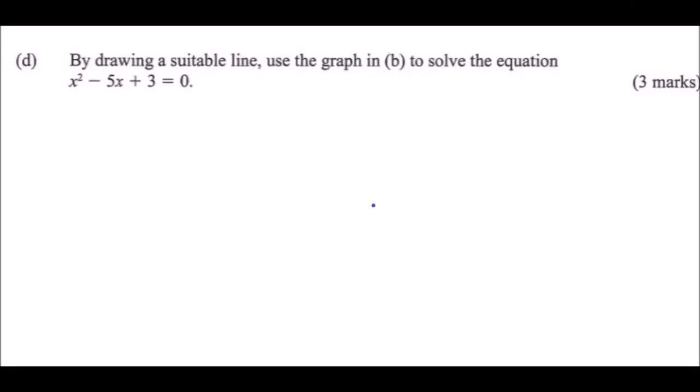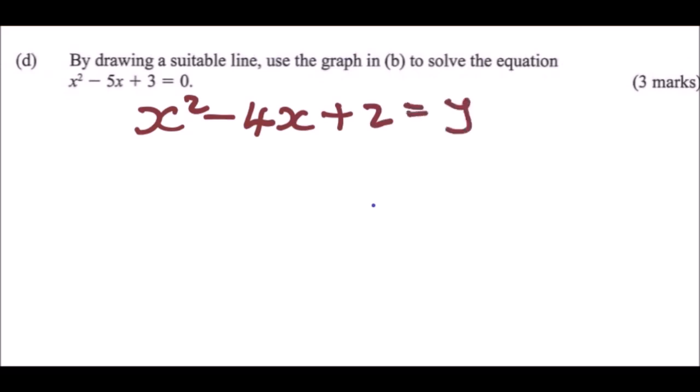Of this question, we are told by drawing a suitable line, use a graph in B to solve the equation. So this is the equation, x squared minus 5x plus 3. And remember, our function was x squared minus 4x plus 2 is equals to y. So what's the difference here? So we write here our x squared minus 5x plus 3 is equals to 0.